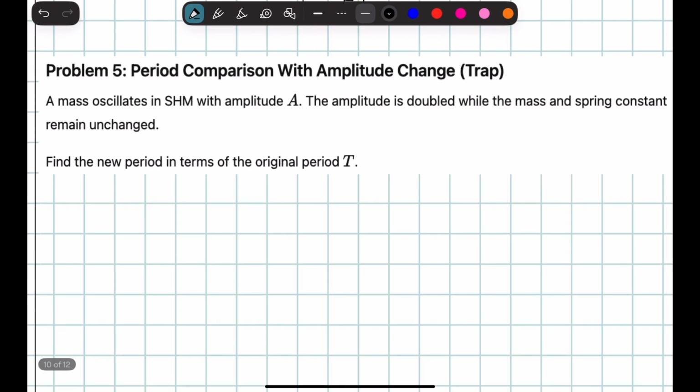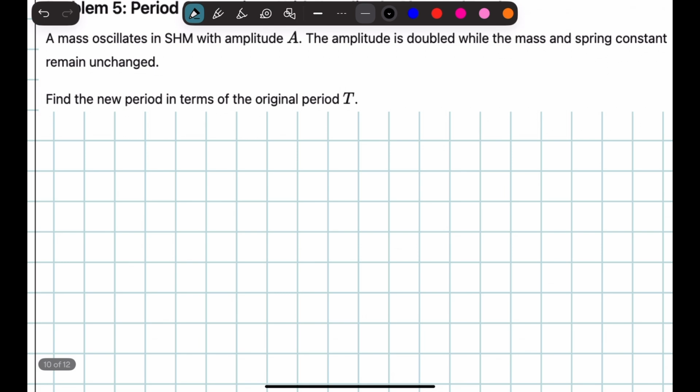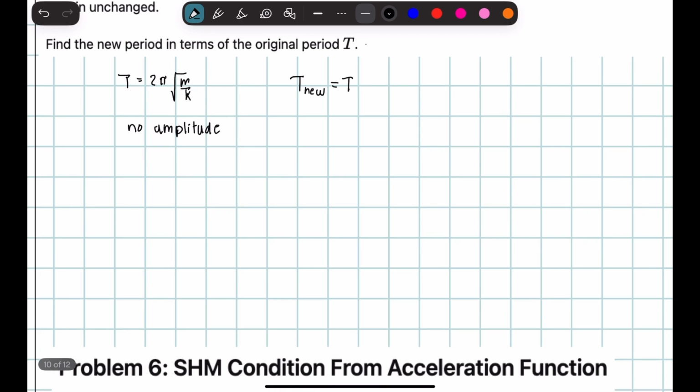A mass oscillates in simple harmonic motion with the amplitude of A. The amplitude is doubled while the mass and the spring constant remain unchanged. Find the new period in terms of the original period T. So using the period formula, we have T is equal to 2 pi times the square root of m over k. And the amplitude is independent of this formula. So therefore, we conclude that the new period would be the same, because the only thing we changed was the amplitude, and that's not involved in the calculation.